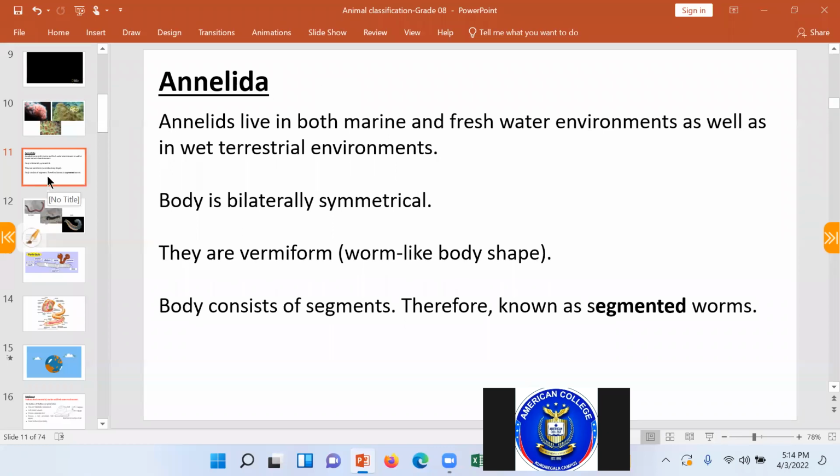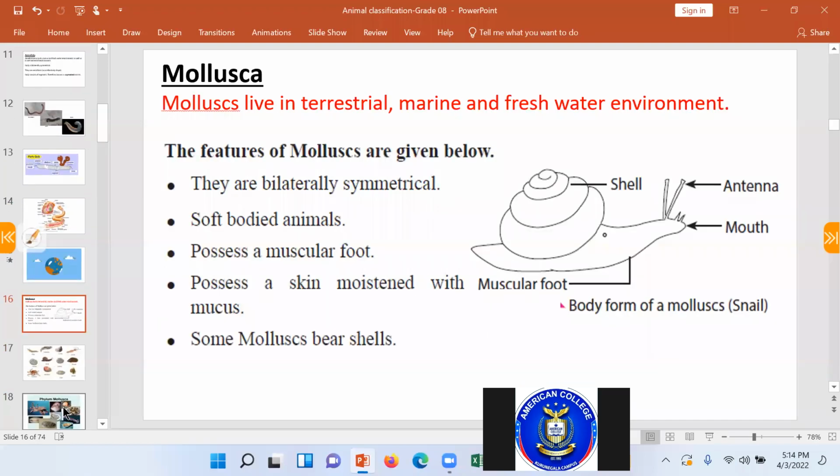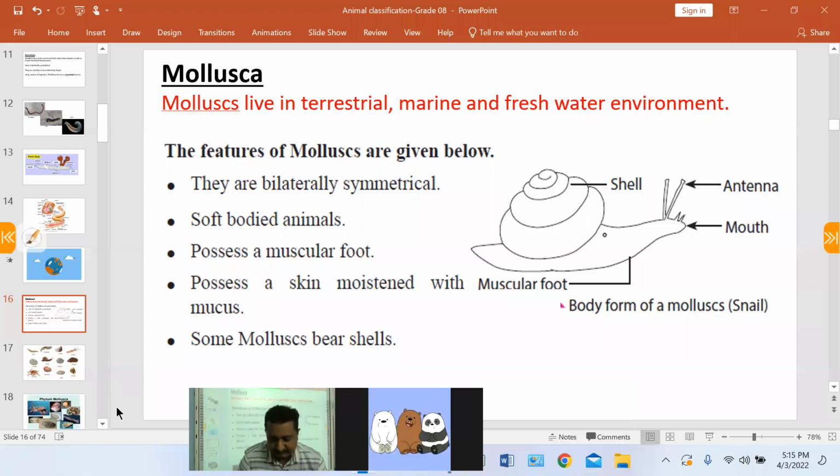Mollusca. Mollusca or mollusk? Both terms are used. You know the singular term of this? Mollusca means mruduvanshi. Mrudu means soft. So these animals are soft-bodied animals. They have a soft body. Just think about a snail. After removing the shell, the body is soft.